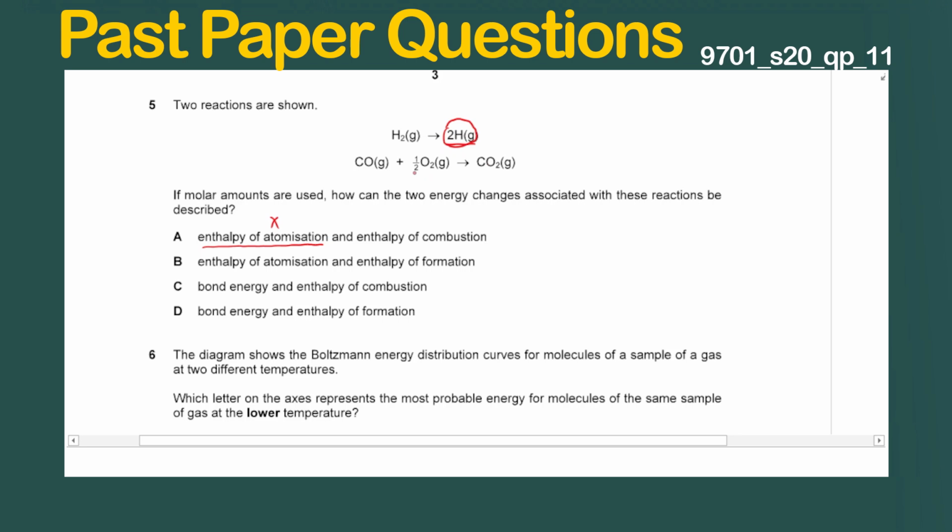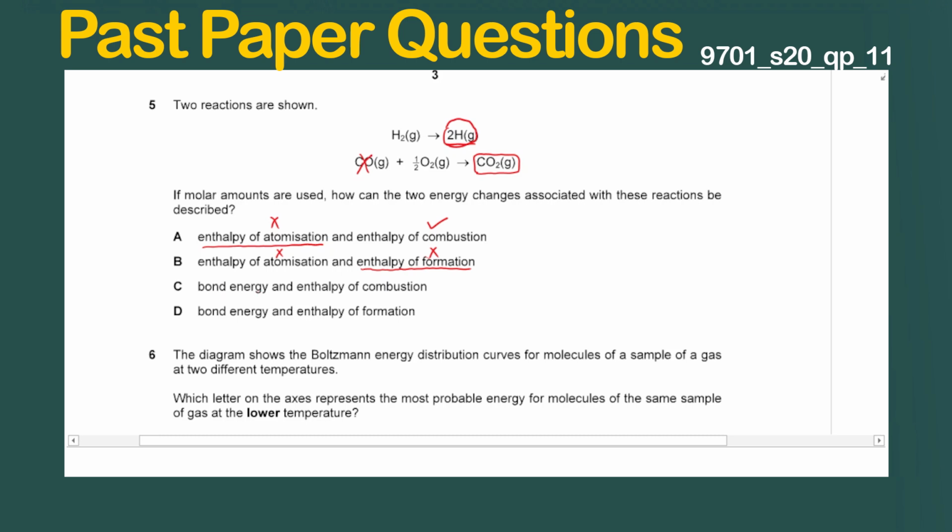Enthalpy of combustion. Yes. In the second equation you can observe carbon monoxide is burning, combusting in the presence of oxygen and produces carbon dioxide. So yes, this is enthalpy of combustion. As I have described, here we don't have enthalpy of atomization and enthalpy of formation. Formation means the compound that is formed from its constituent elements. So carbon dioxide is formed from the carbon and oxygen, not from the carbon monoxide. So this is not the formation.